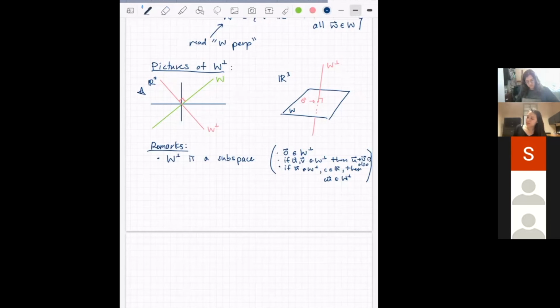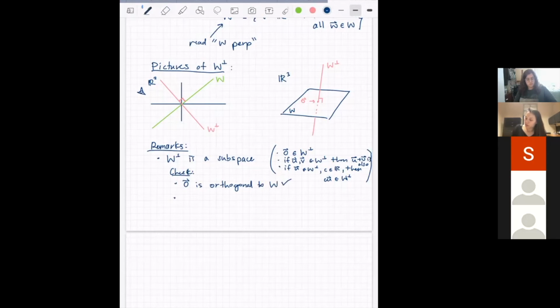Okay. So first of all, we're checking that this is true. First, 0 is orthogonal to everything, so 0 will be orthogonal to W. So we've got that part.